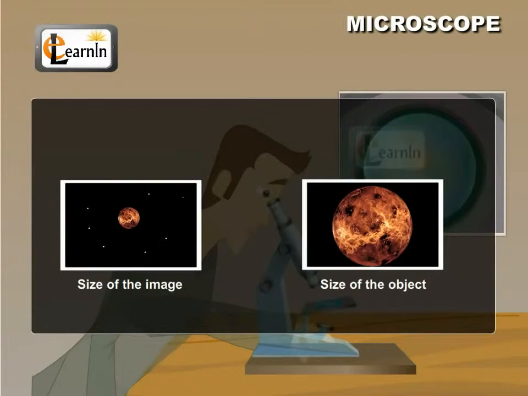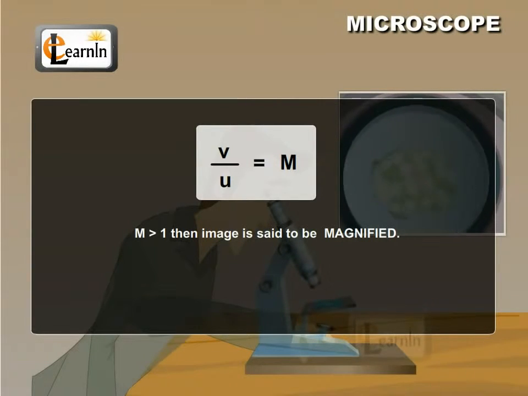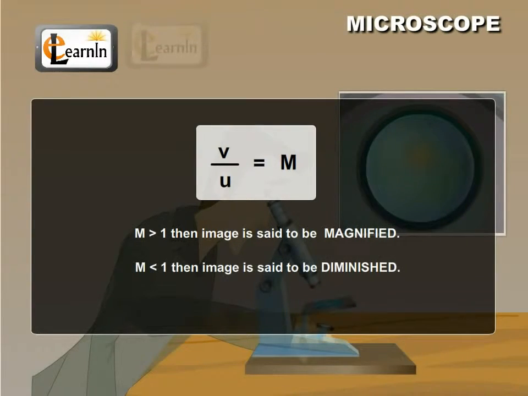Similarly, if the size of the image is smaller than the size of the object, then the image is said to be diminished. That is, V divided by U is equal to M. If M is greater than 1, then the image is said to be magnified. If M is lesser than 1, then the image is said to be diminished.